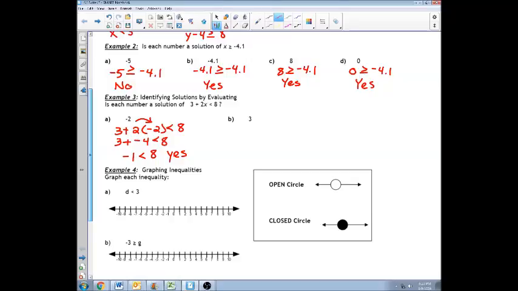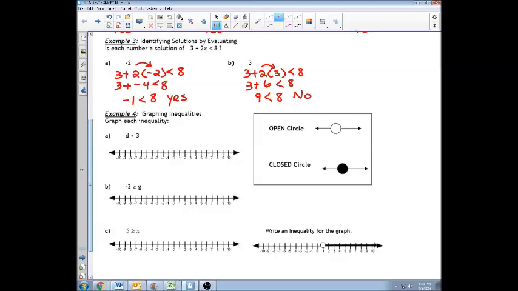If I put 3 in for x, I would have 3 plus 2 times 3. Is that less than 8? 3 plus 2 times 3 would be 9. Is that less than 8? No, it is not. So that is not a solution to our inequality.